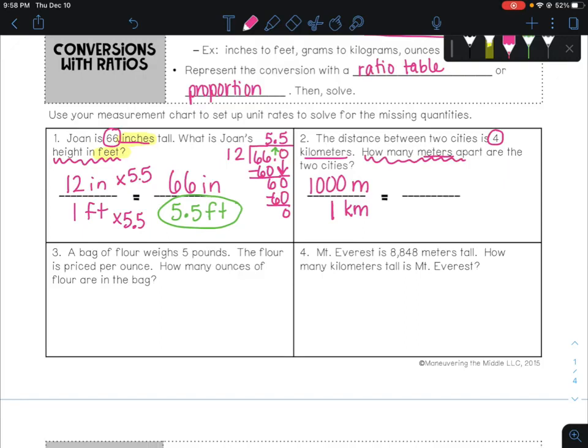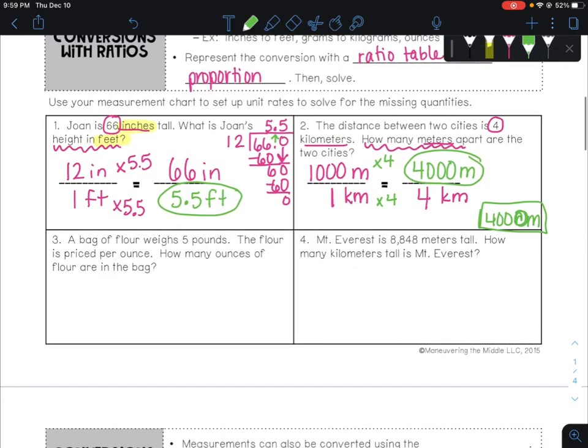All right, now they're 4 kilometers apart. Make sure you match your labels, put it on the bottom. To get between the 1 and the 4, I'm going to use times 4. Do the same thing on the top to keep the balance. And 1,000 times 4 is just 4,000 meters. So your answer is just the 4,000.